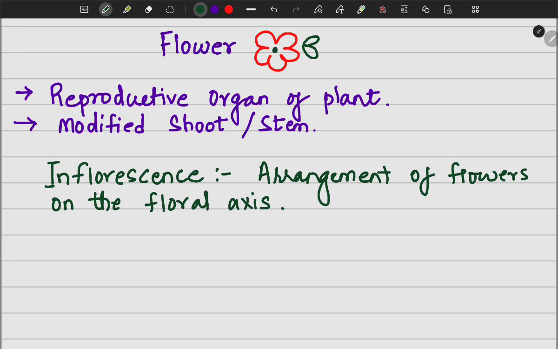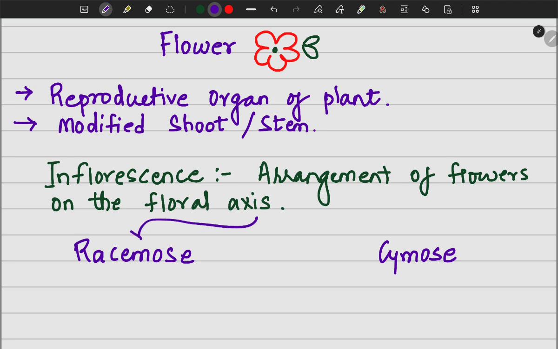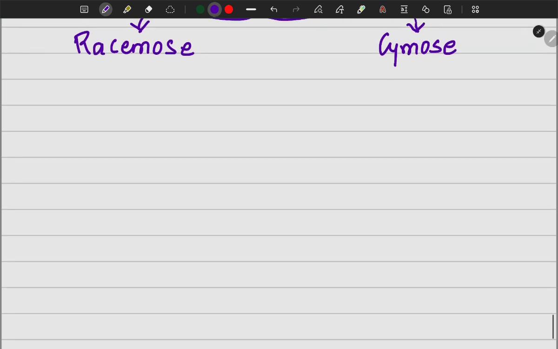Okay, so if we talk about inflorescence, they are majorly of two types: racemose and cymose. So we will look at both of these inflorescences along with their examples. So let us start with racemose inflorescence.